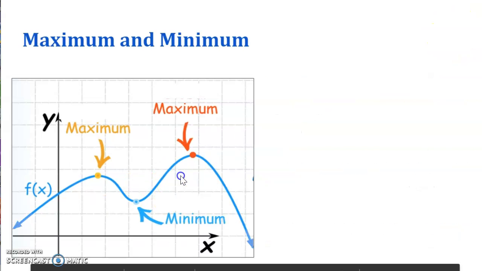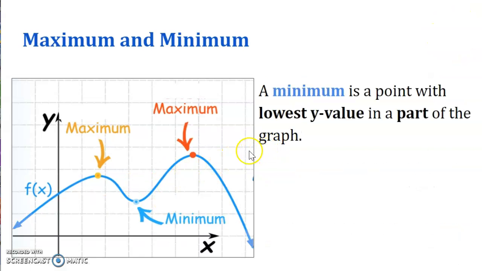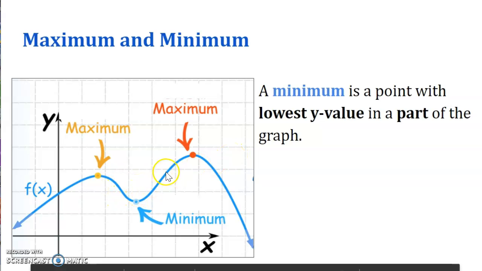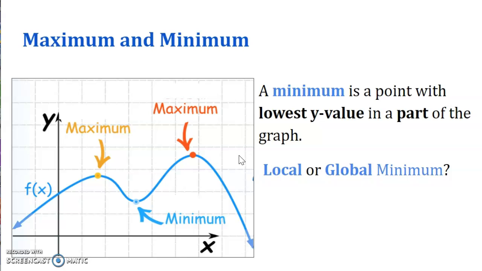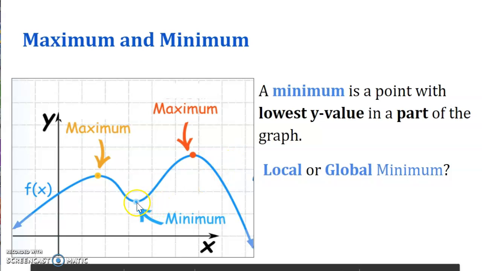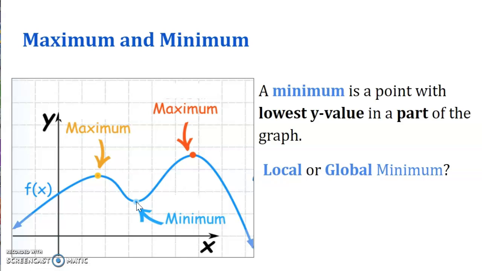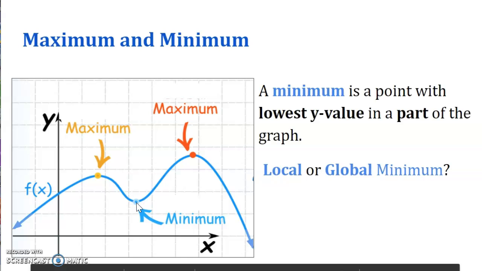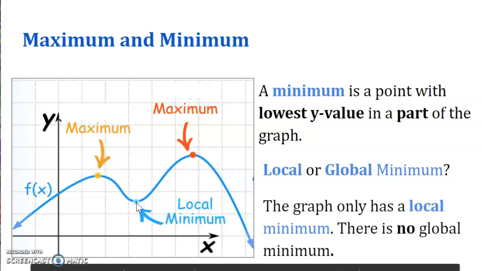Okay. Well, what about the minimum? Minimum is a point with the lowest y value, or you can think of it as the dips in the graph. And again, you can have a local or global maximum or minimum. So what do you think this point is? Is this going to be a global minimum or local minimum? Well, it's going to be local minimum.